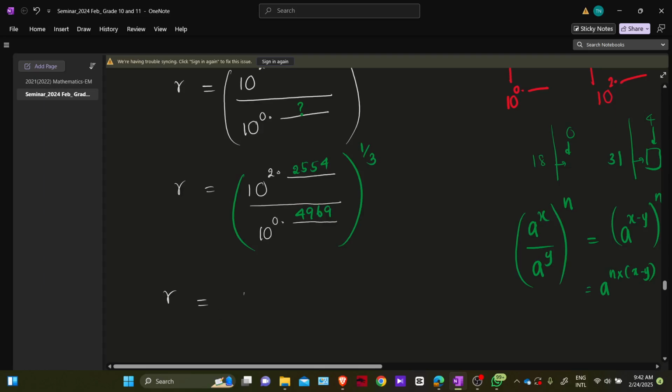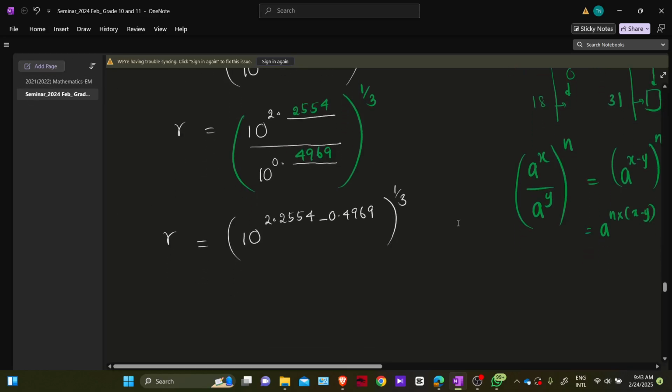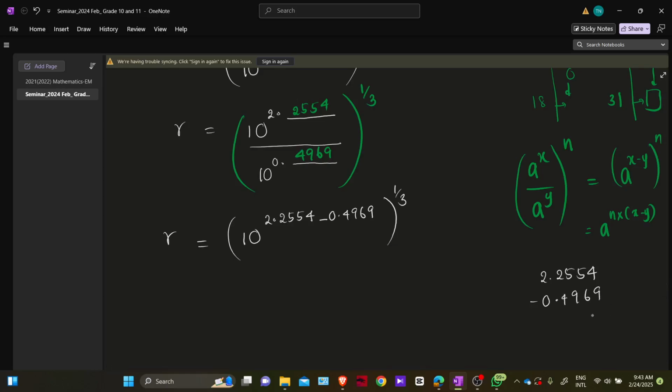Then find the difference of these two values, these two indices actually. 2.2554 minus 0.4969. Then take the cubic root. What can you say about the difference? 2.2554 minus 0.4969. This will be 5. This will be 4 again. Then this will be 8. This will be 4 again. 5 is here. 1. 11 minus 4 is 7. This will be 1. Right?